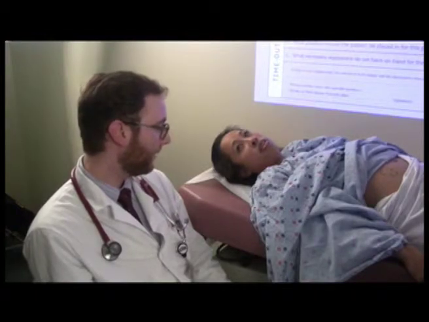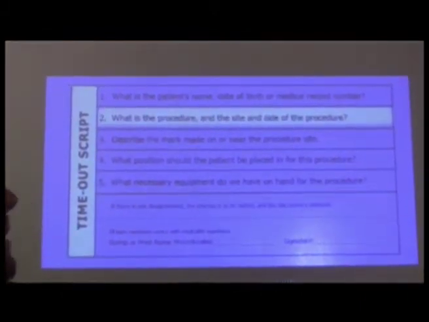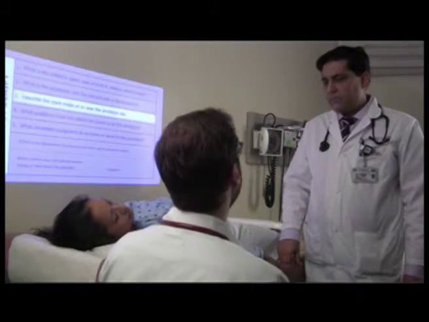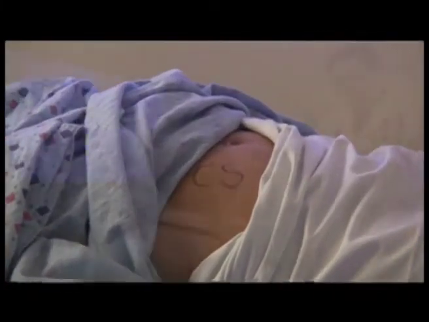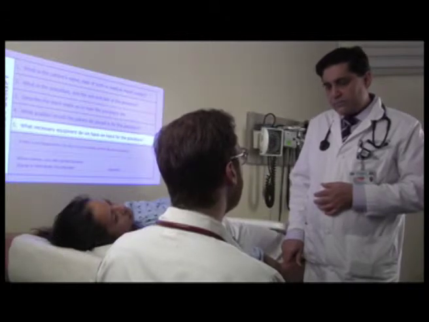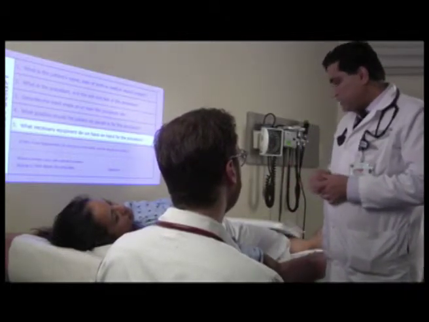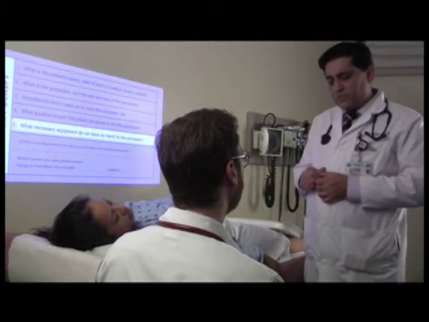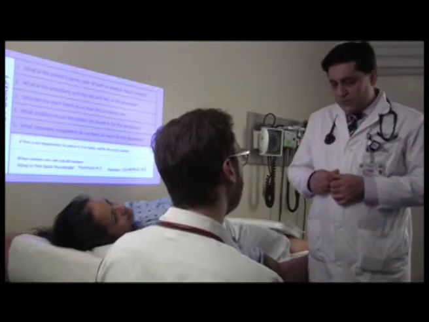Each step requires patient interaction as shown. At this point, the timeout checklist is read from the script. Step 2, confirming the procedure. Step 3, site marking. Step 4, position. Finally, make sure you check Step 5 for necessary equipment, as it's often missed, and that the other physician repeat back the information verbatim to you. Congratulations, you have completed a successful timeout.